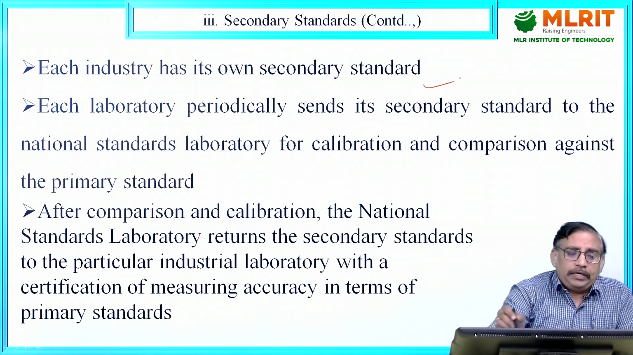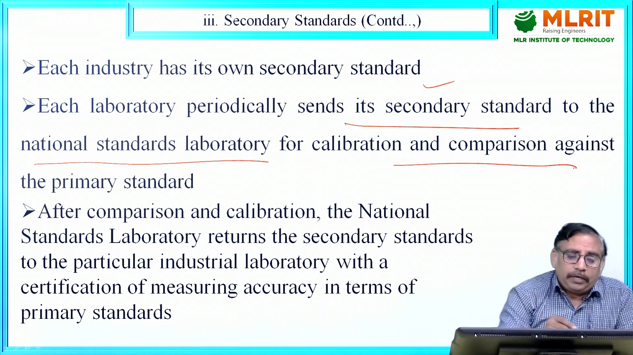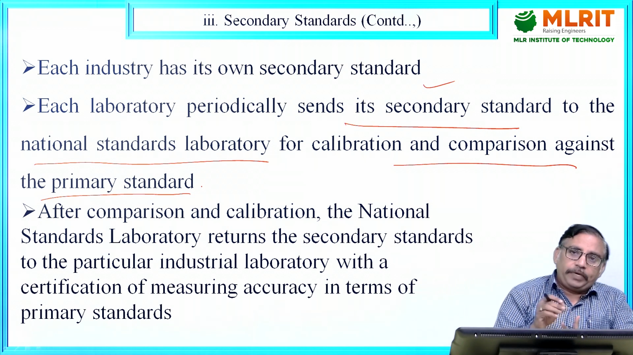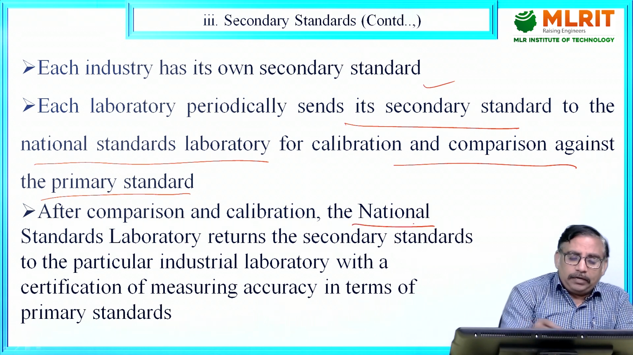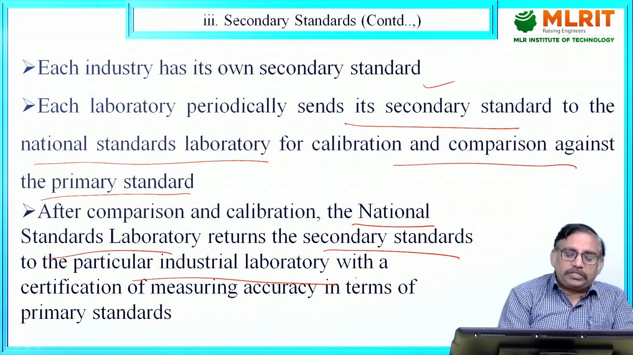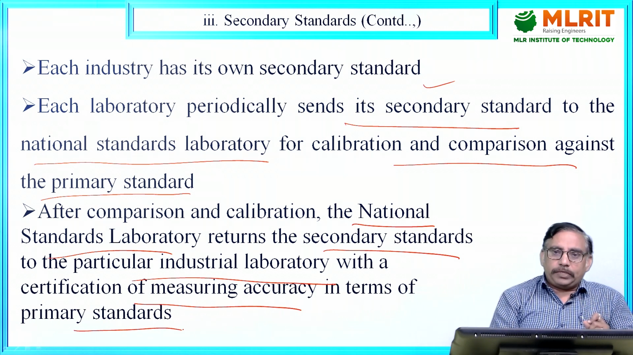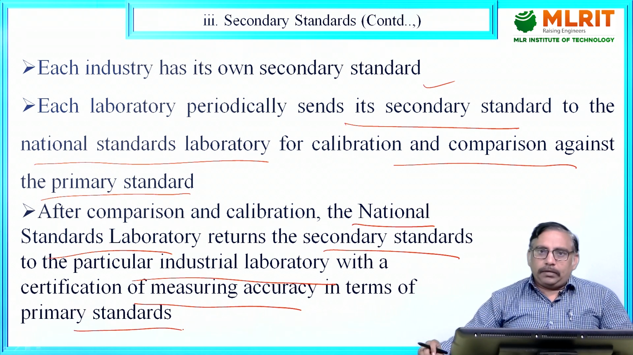Each industry has its own secondary standard, and each laboratory periodically sends its secondary standard to the national standards laboratory, NSL, for calibration by comparing against the primary standard. As I said, NSL maintains the primary standards. So, the equipment is sent to the national standard laboratory for calibration and comparison against primary standards. After comparison and calibration, the NSL returns the secondary standard to the particular industry laboratory with a certification of measuring accuracy. Every calibration certificate has an expiry date depending upon the usage of that particular instrument. The certification may be renewed every month, quarterly, or every 6 months or 1 year.